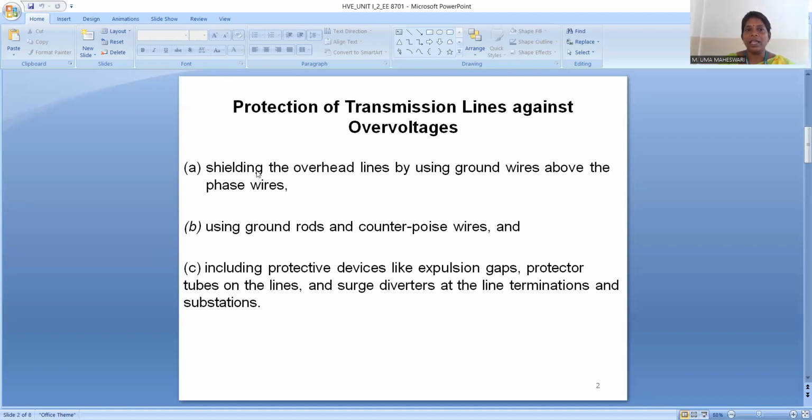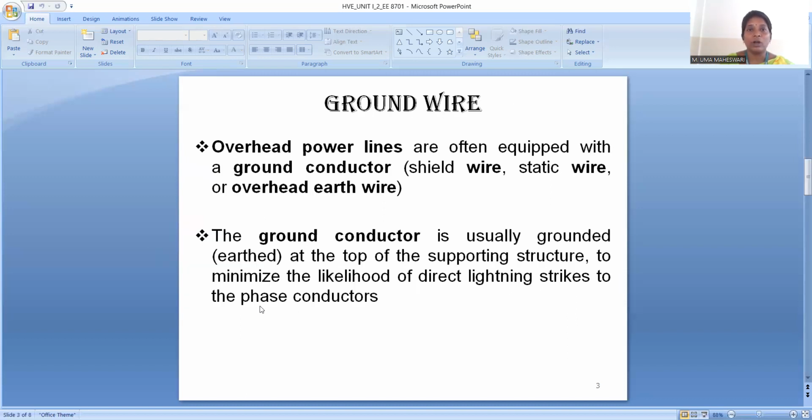I'm repeating, it is the shielding of the overhead lines by using ground wires above the phase wires. The next method is using ground rods or counterpoise wires. And then we are using protection devices like rod gaps and surge diverters at the line terminations and substations. So what is a ground wire?